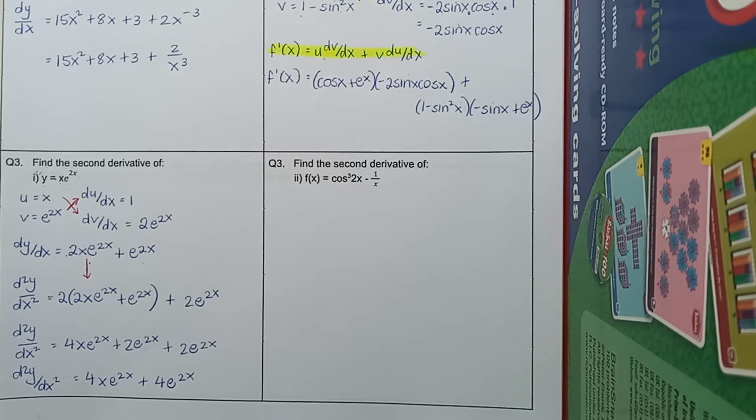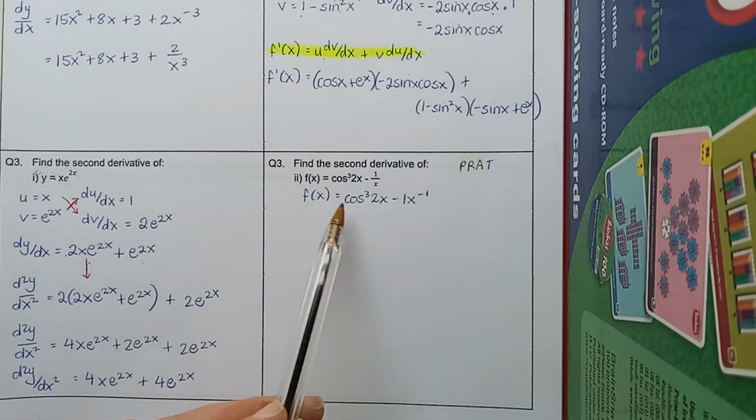Okay, so second derivatives again in 3 part 2. So I've got two terms here. I've got a trig guy, and I've also got something that I need to sort out in terms of its power before I can begin. So I've just sorted out that 1 over x initially, and then I'm going to have to use my power ratio angle rule down here with this guy. So let's go ahead and get our first derivative.